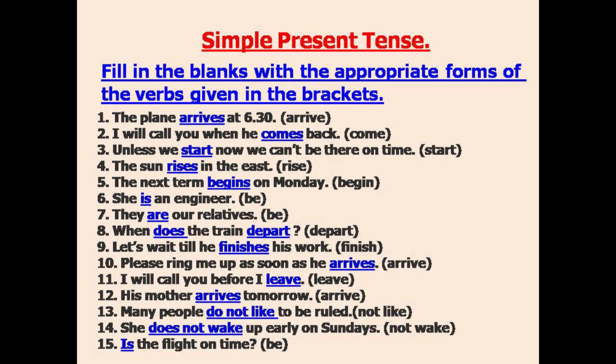His mother dash tomorrow, within bracket arrive, which is the main verb. But his mother is third person singular, so we have to use arrives. So his mother arrives tomorrow. Many people dash to be ruled, within bracket not like. See, this is a negative sentence, so we need to form the negative form of like, that is do not like, because many people is plural, third person plural. So we need to use the helping verb do. So do not like. Many people do not like to be ruled.